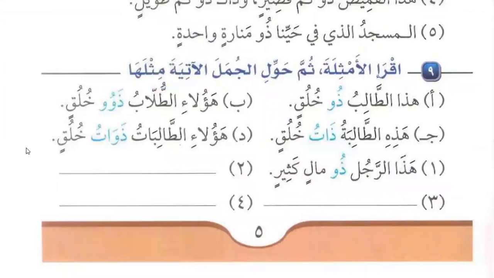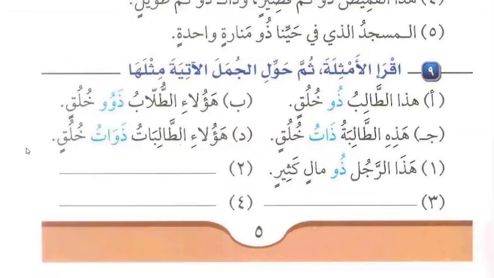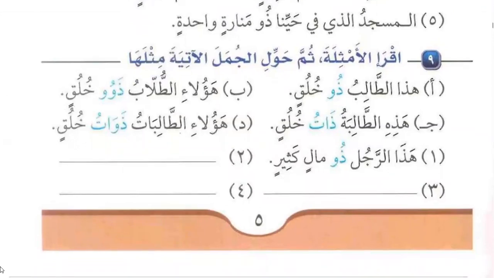Ikrail amsilata summa hawwilil jumalati. Read the examples, then convert the following sentences like it. Example first: haza talibu zu hulukin. This student is well mannered. So what must I do? Nothing, just read it and remember that singular male is zu, plural male zawu, singular female zatu, and plural female zawatu. You need to memorize these four words.